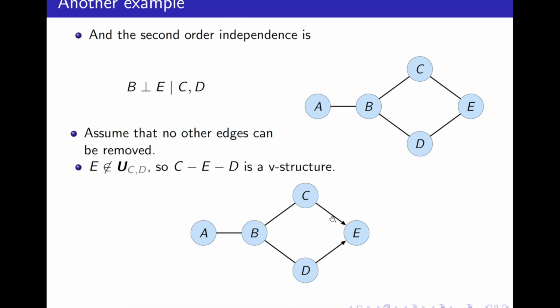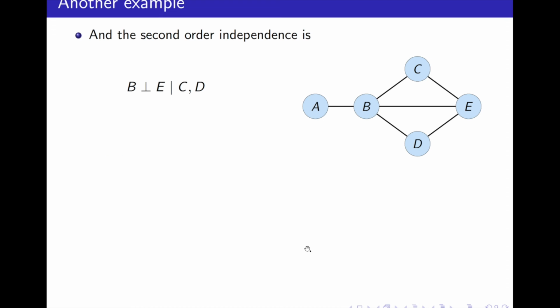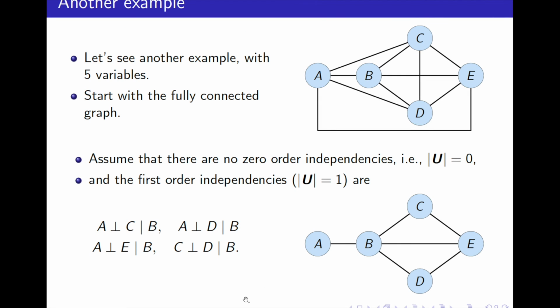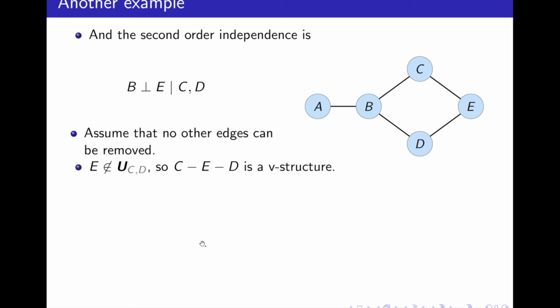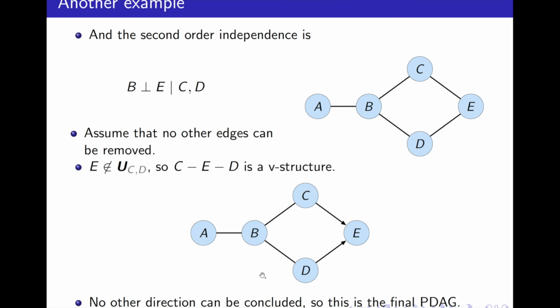Okay. And what about the other ones? Say A-B-C, A-B-D, C-B-D. All of these, you see that the one that made them conditionally independent is B, and B is appearing here as the child, so I shouldn't touch them. I should not make any of these a V structure or an immorality. So I'm done. This is the final PDAG, and no other directions can be concluded.